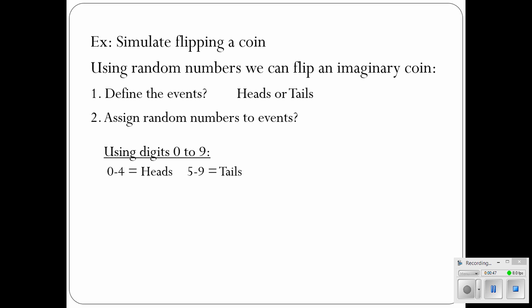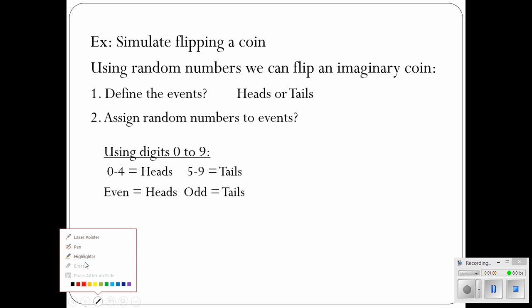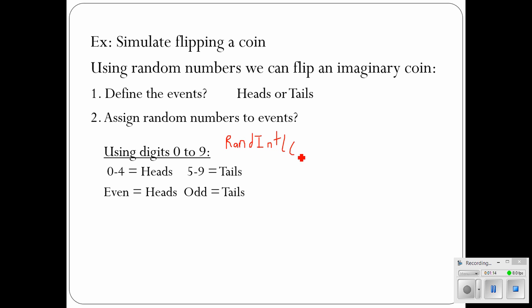So maybe we could say if we get anything from 0 to 4, that's like flipping heads. Anything 5 to 9 is like flipping tails. Or maybe anything even would be heads, anything odd would be tails. That would split it 50-50. Again, we'd be using the random integer function, and we would want to make sure that we tell the calculator we want something from 0 to 9, so it doesn't pick anything that we don't need.